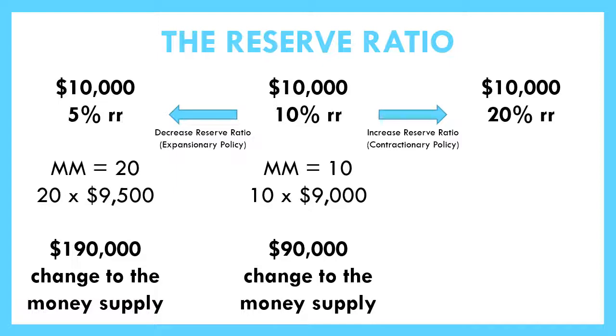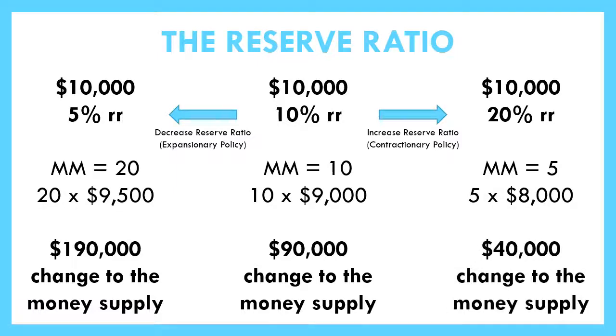Well, if we have a $10,000 deposit with a 20% reserve ratio, we find that we have a money multiplier of 1 divided by 20%, or 5. And we multiply that times our excess reserves. Our excess reserves is that remaining 80% of $10,000, which is $8,000. 5 times 8,000 equals a $40,000 change in the money supply.